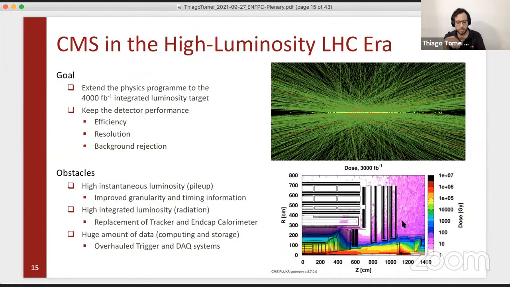The tracker and calorimeter that we have right now cannot withstand this dosage, so we have to change them. Last but not least, 3,000 or 4,000 femtobarn is a humongous amount of data. So we'll have to acquire and filter this data somehow. This means that we'll have to overhaul our complete trigger and DAQ systems in order to deal with this data deluge. Again, this is nothing new. We had such a jump from the Tevatron, for instance, to the LHC, but yet another jump like this.